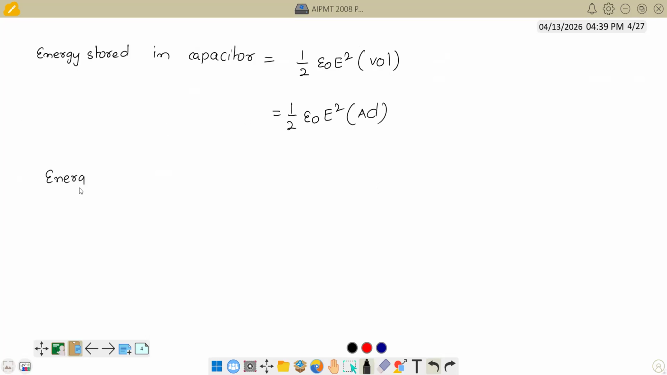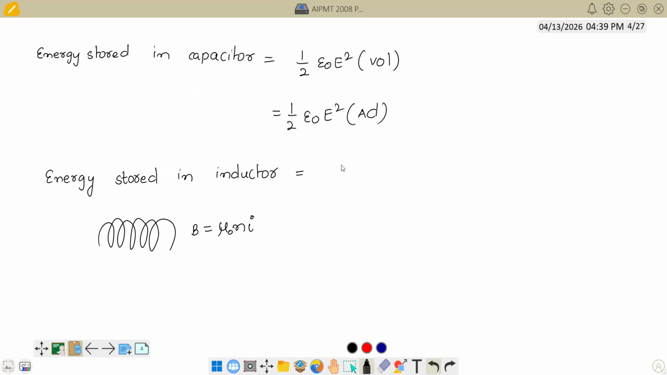Similarly, if they ask you what is the energy stored in an inductor: an inductor is a solenoid, and you should know that the magnetic field in a solenoid is mu into n i. Right now I'll go for a vacuum, so it would become mu naught into n into I. So energy stored in a solenoid would be half B square by mu naught into volume. What is the volume? If l is the length of the solenoid, it looks like a cylinder, so the volume is cross-section area A into length l.